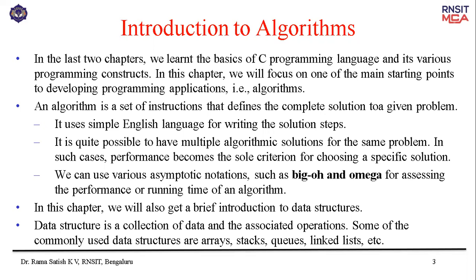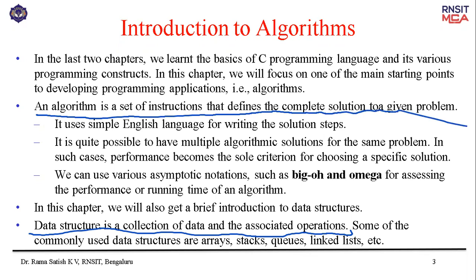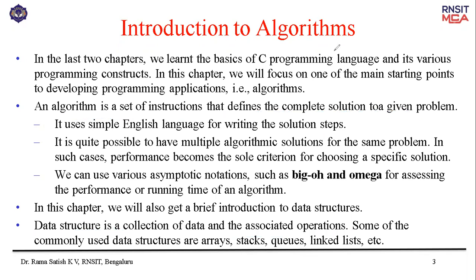So, very, very important thing. You should always understand this line. Please note down, those who are writing in a book. A data structure is a collection of data and the associated operations. Same way, an algorithm is a set of instructions that defines a complete solution to a given problem. So these two points are very, very important points. You should understand these two points.